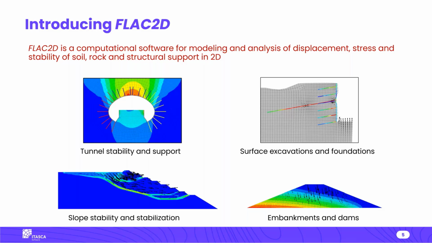Among the major applications where FLAC2D can be used are tunnel stability and support, surface excavations and foundations, slope stability and stabilization, embankments and dams, and many, many others. People who are familiar with our other software probably know that it's very versatile software that can be applied to a variety of different applications, which of course I cannot put all of on this slide, but we're going to mention quite a few throughout the presentation.